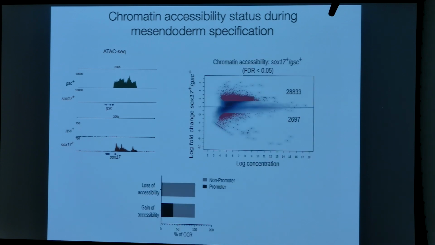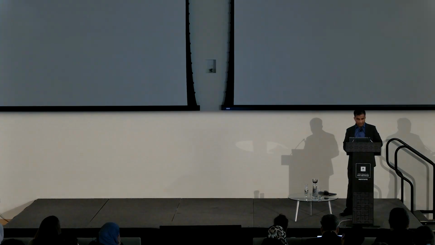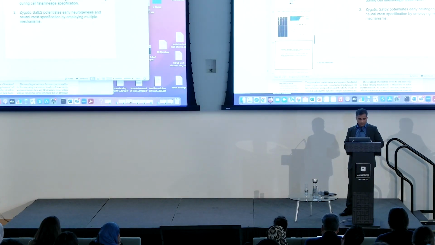We have done chromatin accessibility. I'll just summarize. The chromatin landscape undergoes massive remodeling during germ layer lineage specification, and the zygotic SATB2 potentiates early neurogenesis and neural crest specification by employing multiple mechanisms. So I hope I have convinced you. I didn't get time to talk about the accessibility data, but how do I go to the last slide?